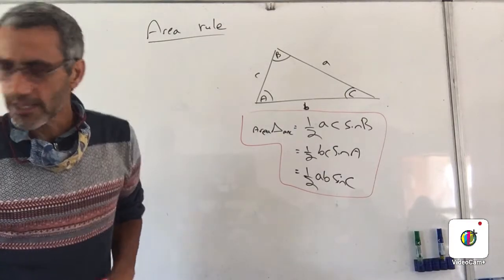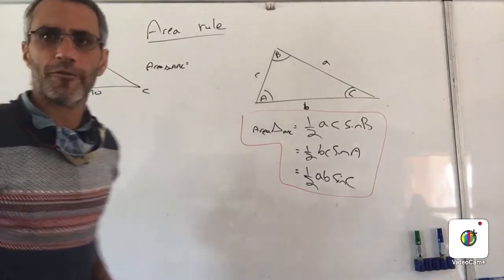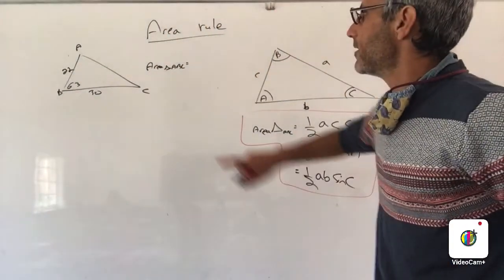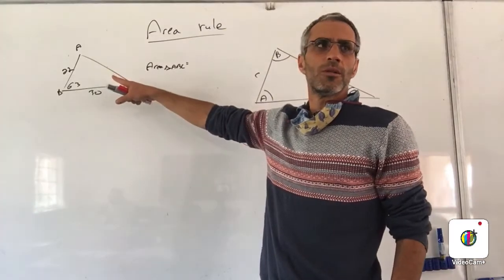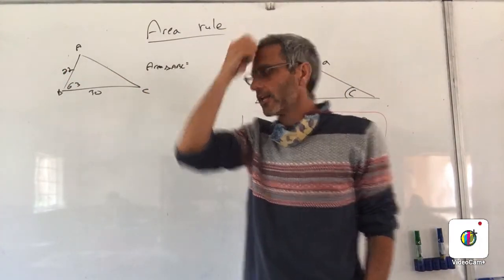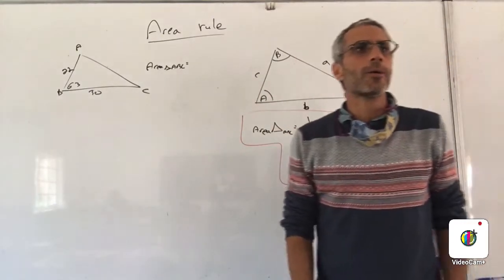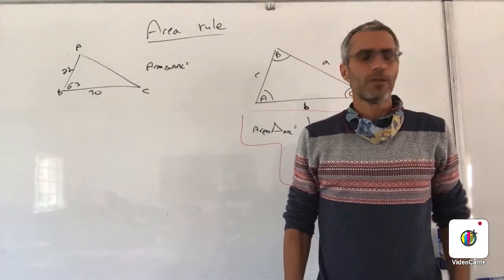Okay, let's look at one question, one example. Right, so as our first question, first example, really easy. They give us a triangle. Okay? You've got two sides and an angle. You have to have two sides and an angle for the area. Okay? And we're asked to calculate the area of this triangle. So how do we do it?